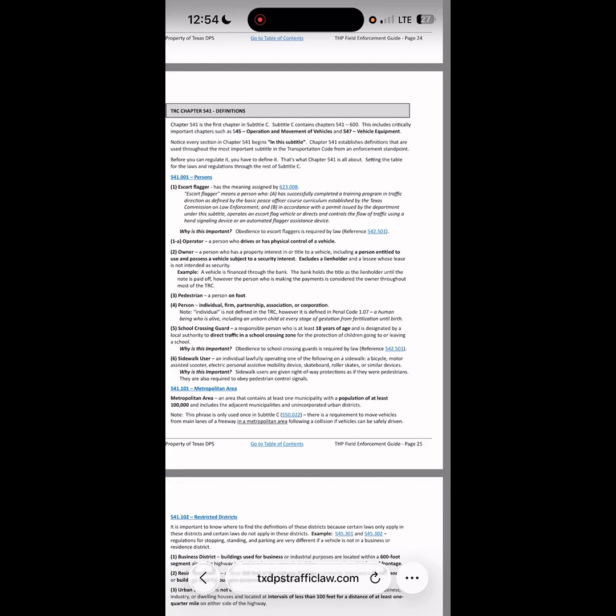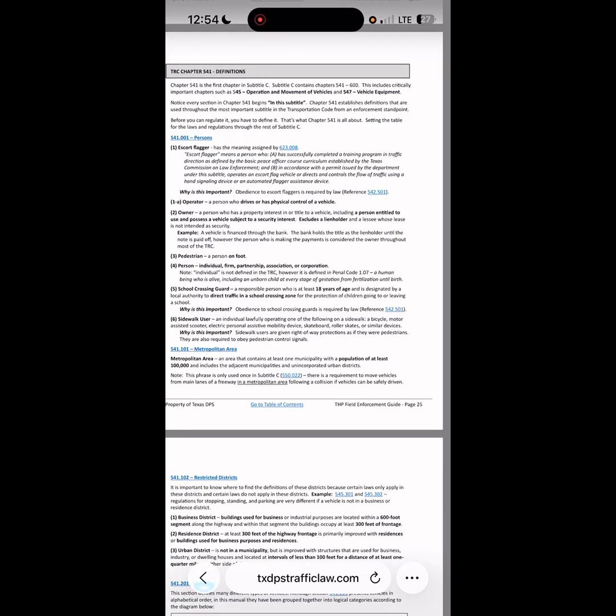550.022. There is a requirement to move vehicles from main lanes of a freeway in a metropolitan area following a collision, if vehicles can be safely driven. That means that if you are involved in a crash, but your vehicle can still be driven, there is a requirement to move the vehicle away from the roadway so as to not impede flow of traffic.